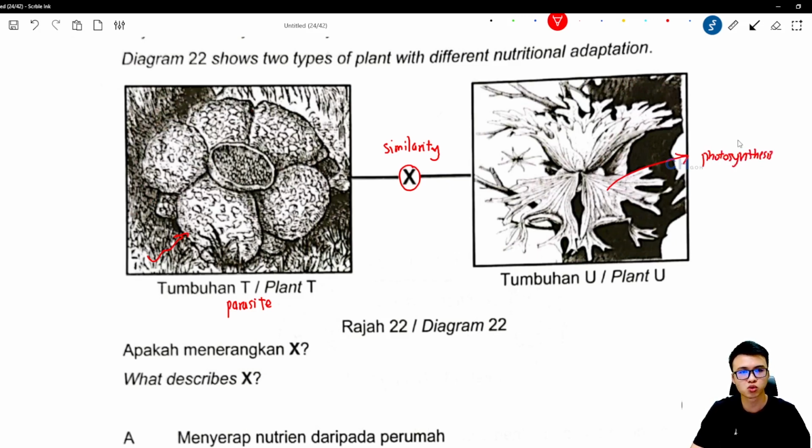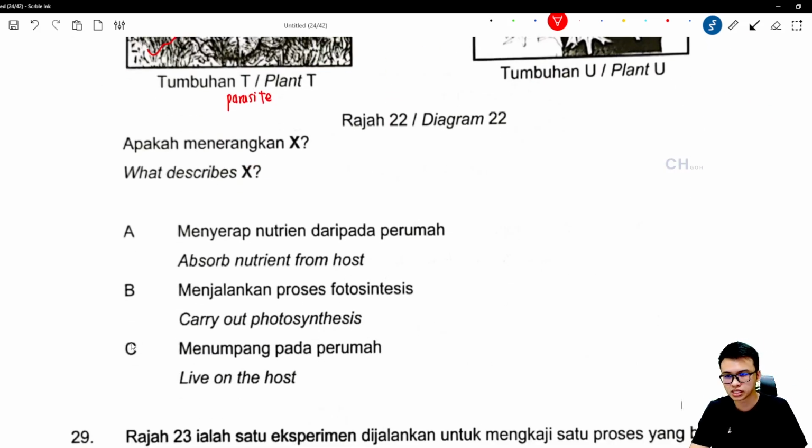But why do they still need to grow on the host? Because they want to get more sunlight. They need to get to a higher place to get more sunlight. In my explanation, I mentioned two things. Both of these plants live on the host. But one absorbs the nutrients from the host, and plant U only needs the height from the host. So the answer here should be C, live on the host.